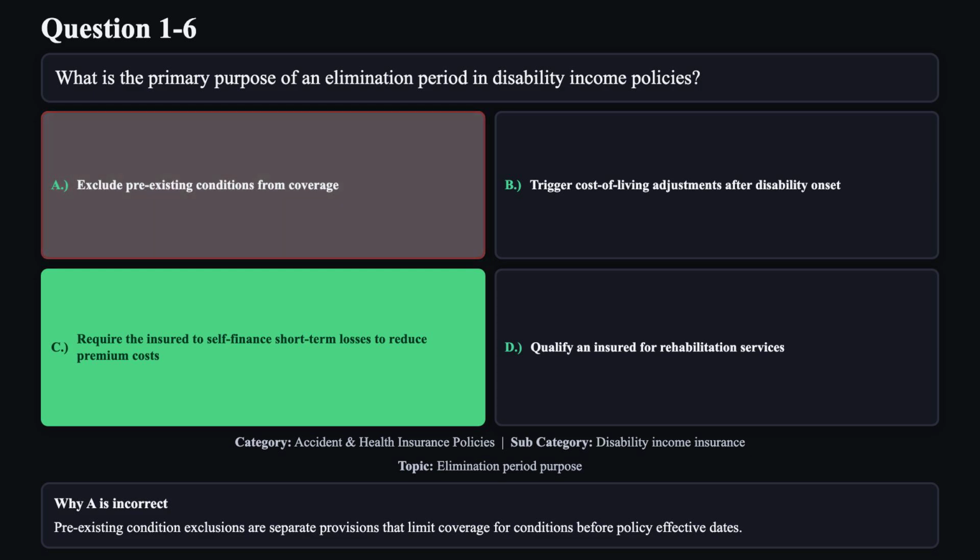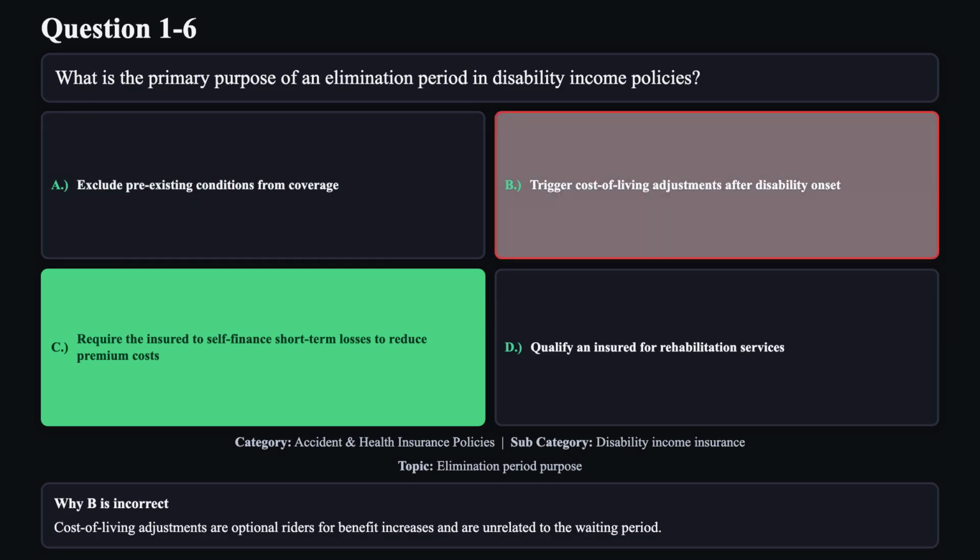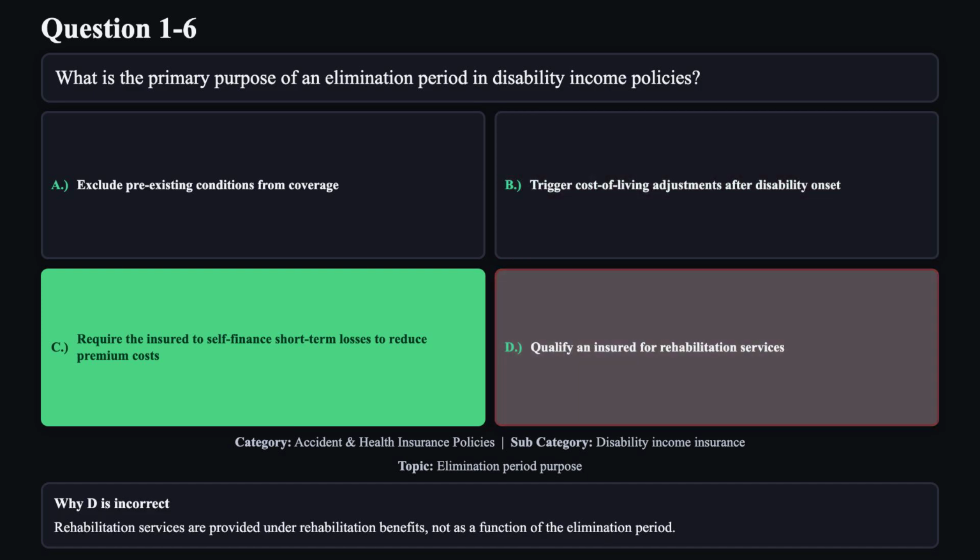Reason A is not correct. Pre-existing condition exclusions are separate provisions that limit coverage for conditions before policy effective dates. Reason B is not correct. Cost of living adjustments are optional riders for benefit increases and are unrelated to the waiting period. Reason D is not correct. Rehabilitation services are provided under rehabilitation benefits, not as a function of the elimination period.